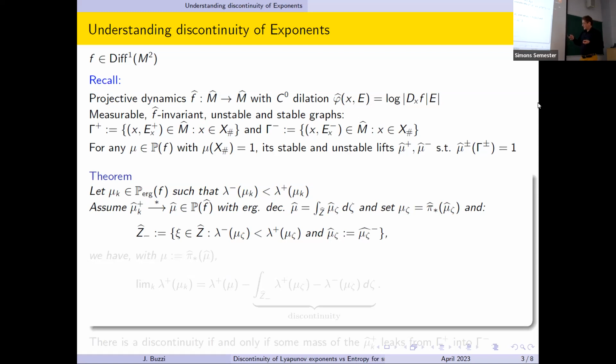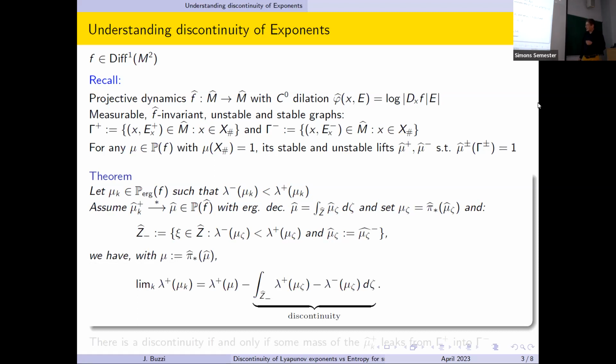Okay, so let me just say that if we apply the same thing to mu k, this would be empty, or at least have zero measure, because our assumption is that this measure, mu k plus, is exactly the unstable lift of mu k, so there would not be such a set.